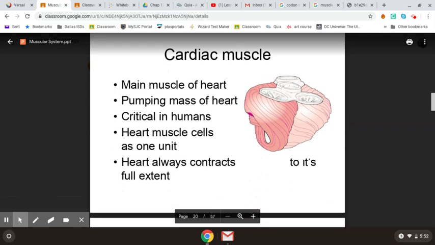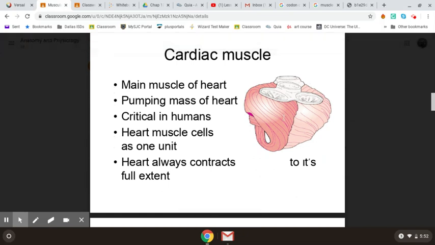The main muscle of the heart is cardiac muscle. They pump the mass of the heart. And you can see that the fibers of these muscles move in many different directions in order to contract and squeeze the different parts of the heart, right?